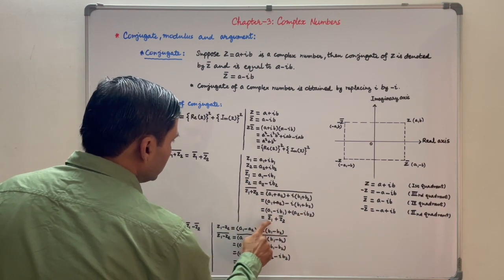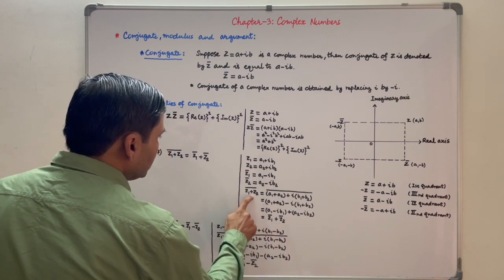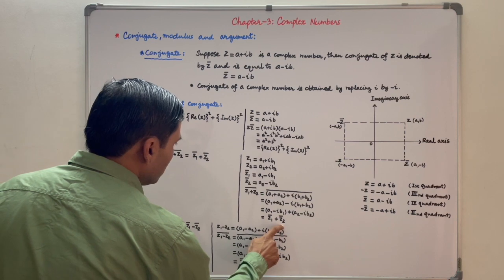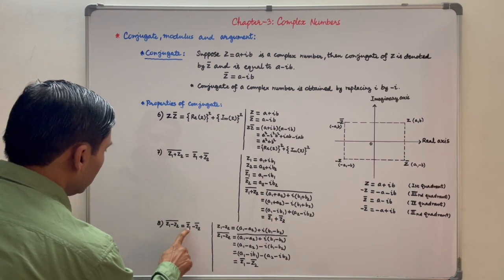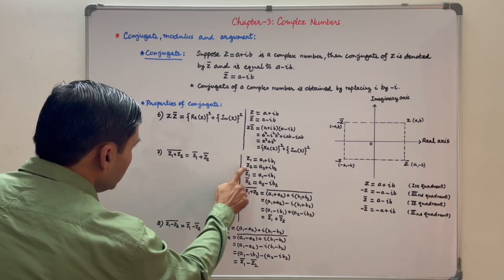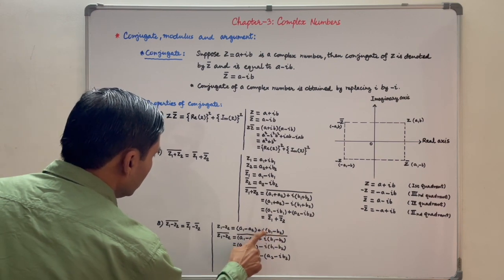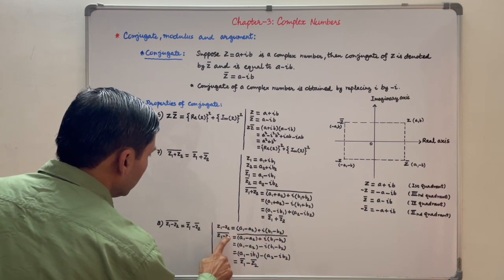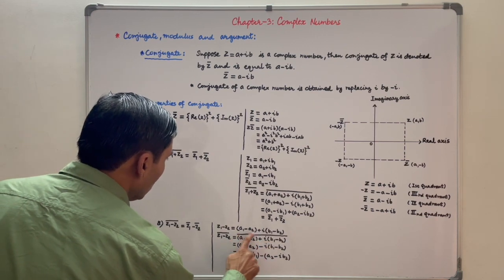So it becomes z1 bar plus z2 bar. So z1 plus z2 whole bar is equal to z1 bar plus z2 bar. Eighth property, z1 minus z2 whole bar is equal to z1 bar minus z2 bar. z1 minus z2 is equal to a1 minus a2 plus i, b1 minus b2. So z1 minus z2 whole bar is equal to a1 minus a2 plus i, b1 minus b2 whole bar.